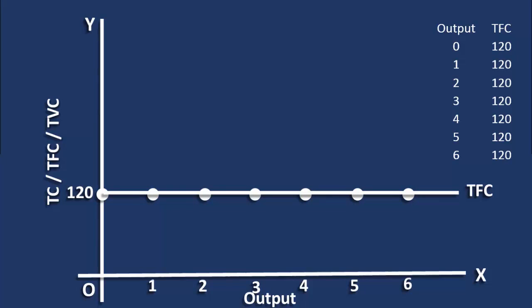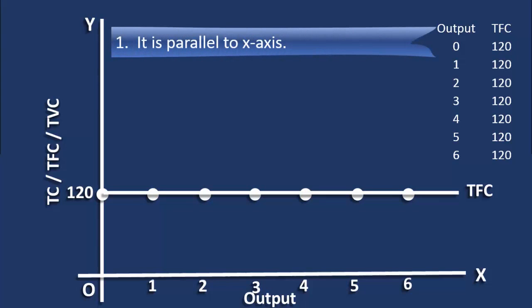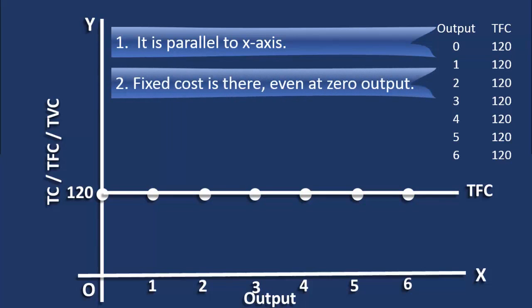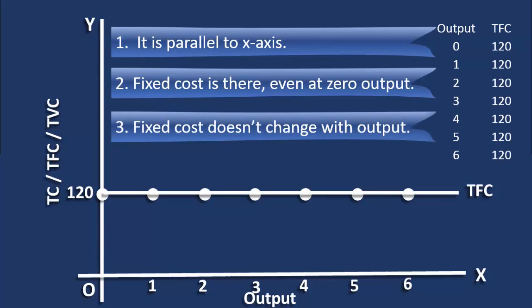The important features of the total fixed cost curve are: it is parallel to the x-axis. Fixed cost is there even at zero output. Fixed cost doesn't change with output.